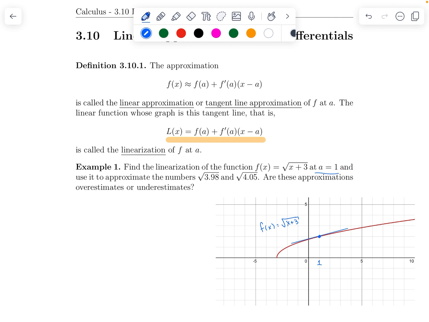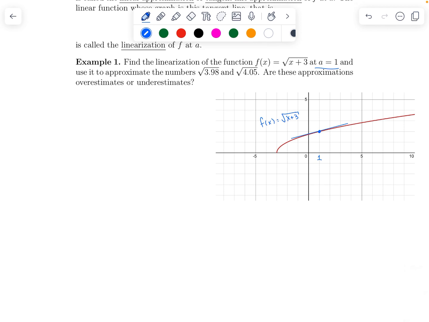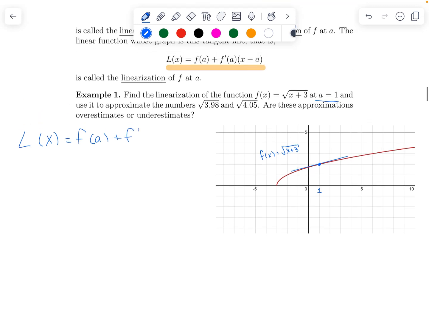You could think of this as a lot like f of x plus f prime of x, maybe we'll call it x1 or x naught, times x minus x1 or x naught. So here's our function. I've got my a equals 1. And what I need to do is start off with f of a. So if my linearization L of x equals f of a plus f prime of a times x minus a, the only things that I'm changing are, I'll plug in a number, plug in a number, plug in a number there. This x is going to stay the same.